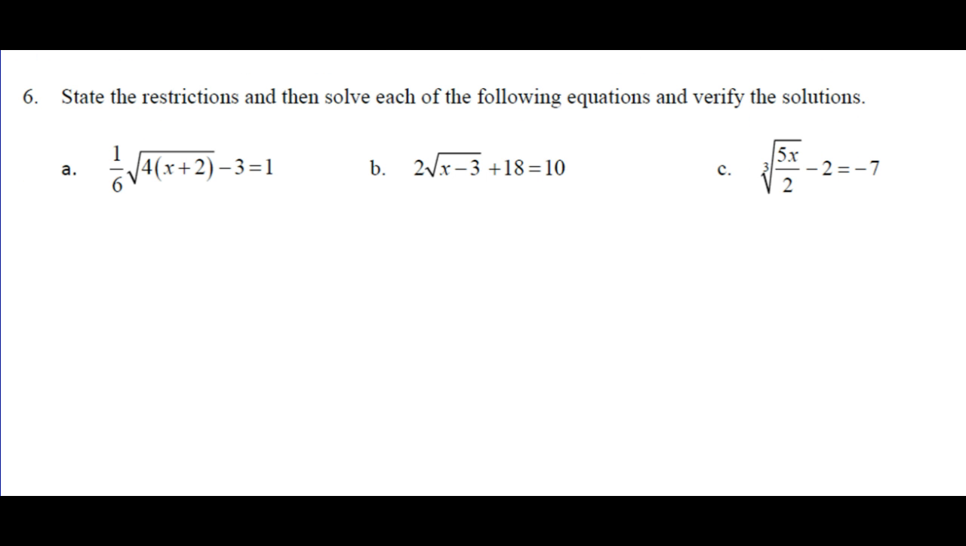Verify solutions for the rest. Okay, we already did that. State the restriction and then solve each of the following. Okay, so this is kind of upping the ante a bit, right? There's a lot to do here. You take it one step at a time. It's not as bad as it looks. It's like, oh my God, there's all that stuff there, right? It's not as bad as it looks. You just need to do one step at a time. So make sure you write this stuff down.